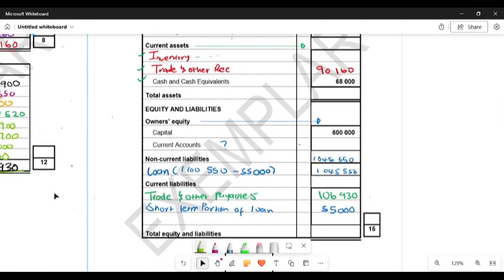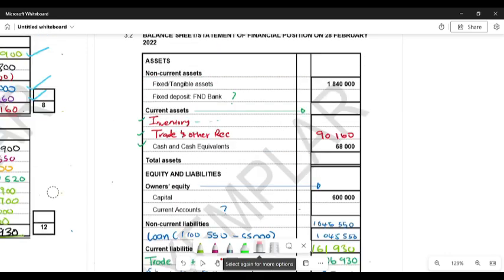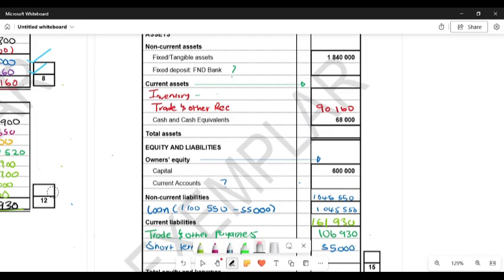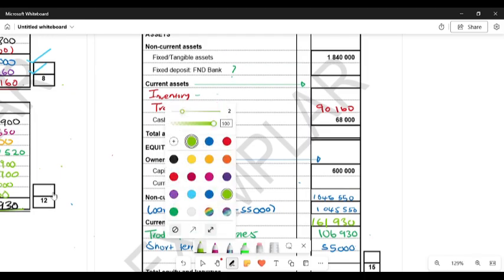So basically now my current liabilities consist of only these two things. Let me just quickly add them. So it's 106,930 plus the 55,000, and this is going to be 161,930, right? That's my current liabilities balance. Now, remember there are certain balances that we need to go about calculating, right? So starting off, let's start off with that one, the fixed deposit one.